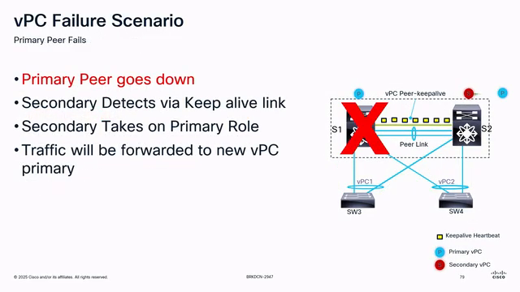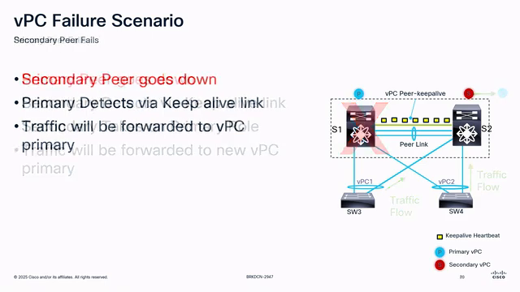Quick question. Does the preempt work here? So the question is, is there a preemption that works here? No, we're not preemptive. Once we switch over and become the operational primary, I stay that way unless you force it to go back. So we don't preempt and we don't fall back. No, there's no preemption in VPC.